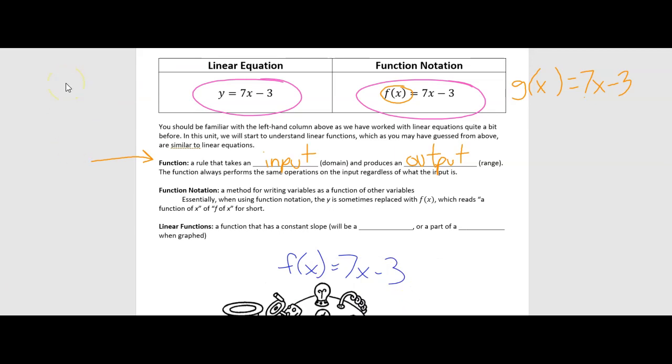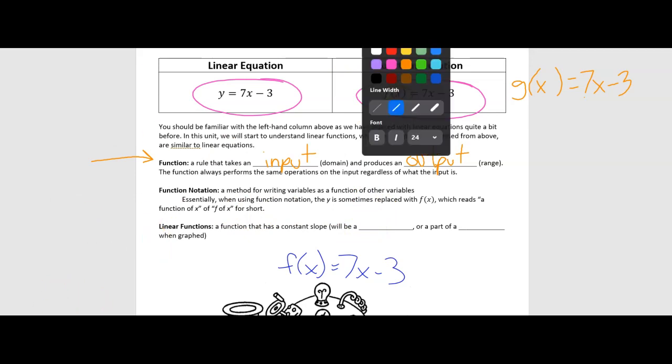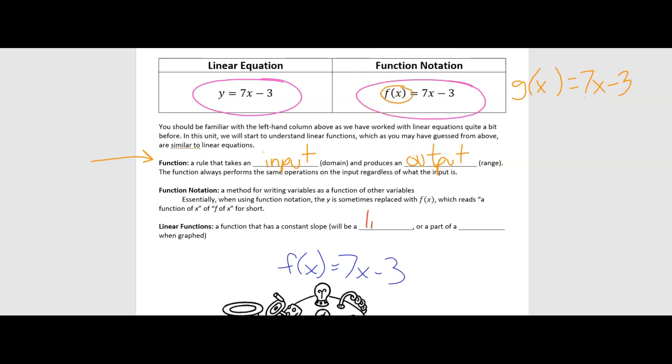And then just what I was discussing above, function notation. This is a method for writing variables as a function of other variables. So when using function notation, we can replace the y in our equation with f of x. Again, that's read a function of x, or f of x for short. Linear functions are functions that have a constant slope. This will be a line, or part of a line when you graph it. So again, in Unit 5, we spent time graphing lines. Linear functions are also going to be lines as well.